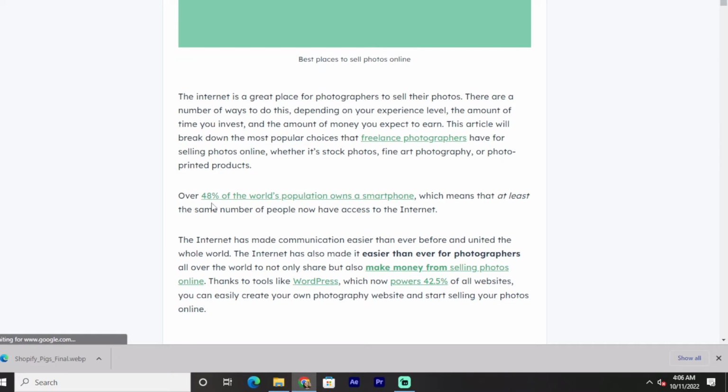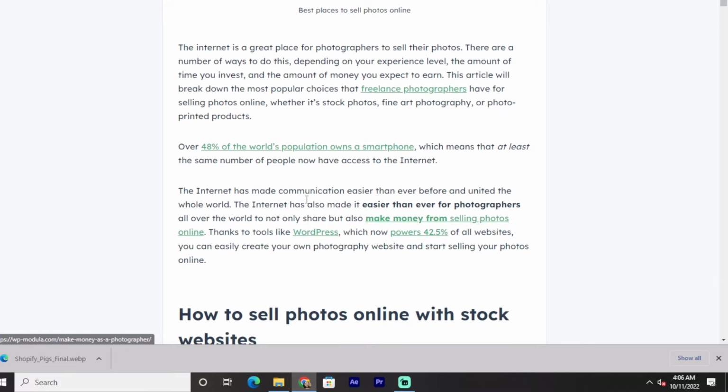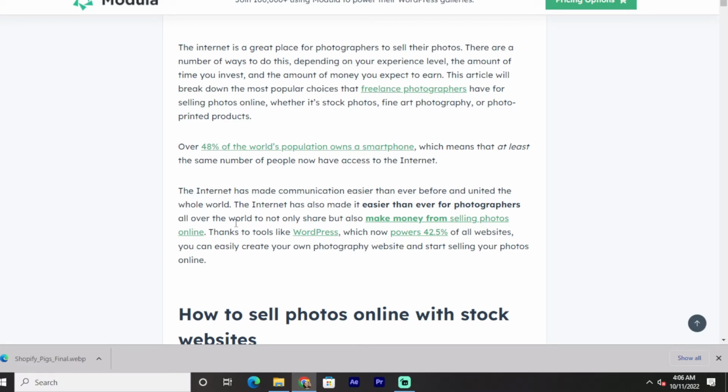Over 48% of the world's population own a smartphone, which means that at least the same number of people now have access to the internet. The internet has made communication easier than ever before and united the whole world. It has also made it easier than ever for photographers all over the world to not only share but also make money from selling photos online. Thanks to tools like WordPress, which now powers 42.5% of all websites, you can easily create your own photography website and start selling your photos online.